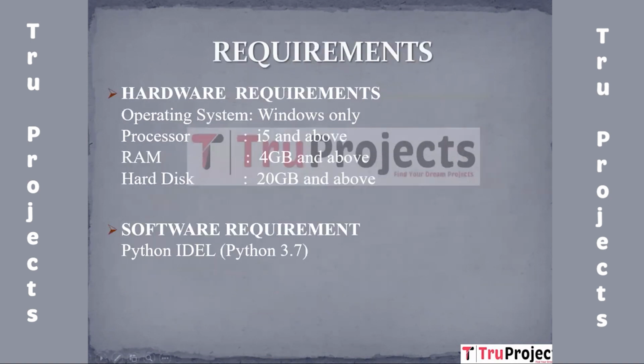The requirements for implementing the project are hardware and software requirements. In hardware requirements, operating system of Windows, processor of i5 and above, RAM of 4 GB and above, and hard disk of 20 GB and above are required. In software requirements, Python IDLE of 3.7 version is required.